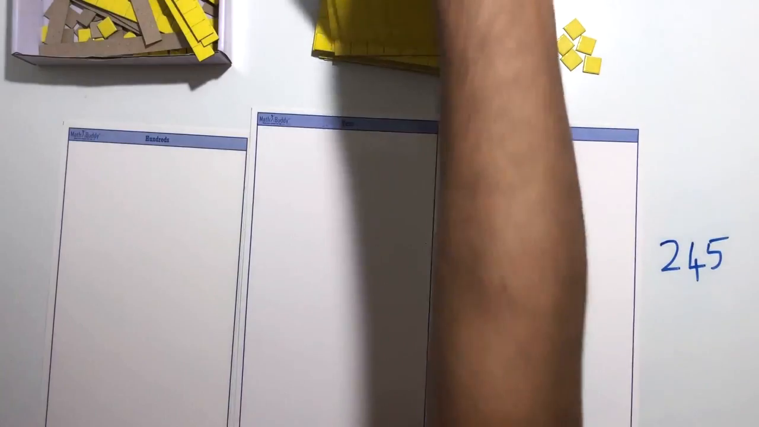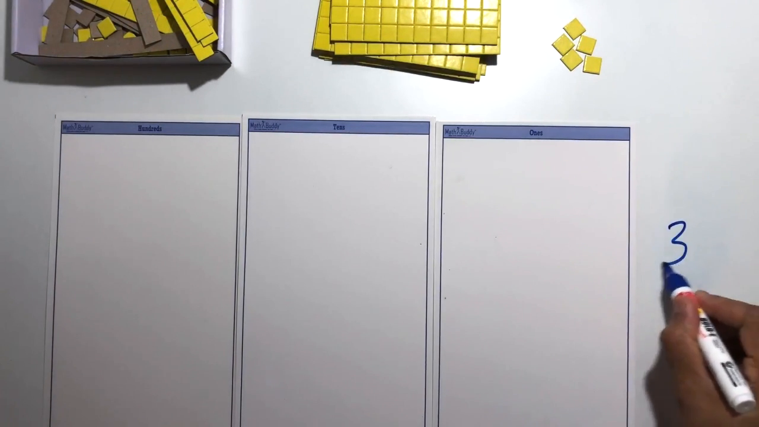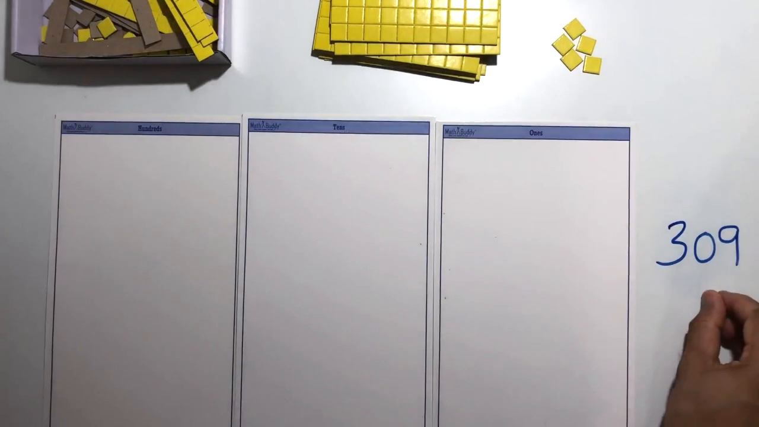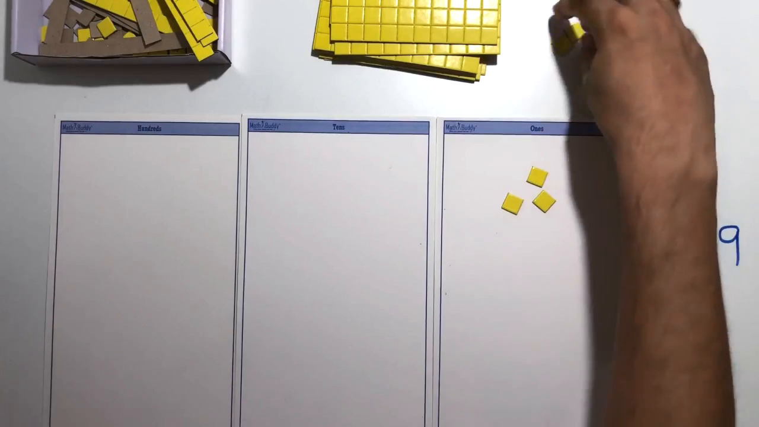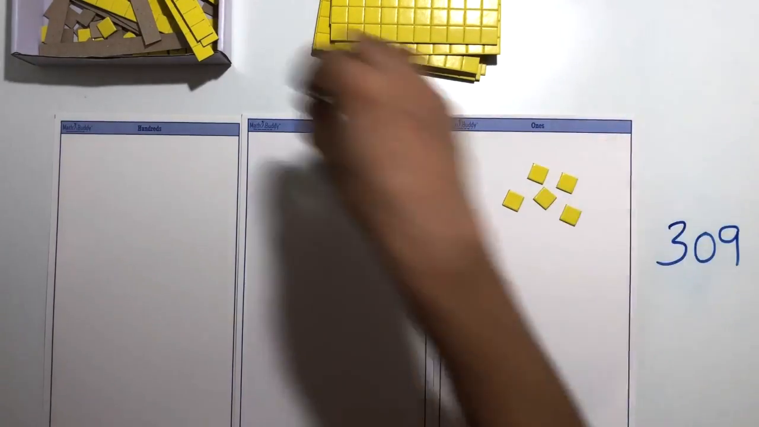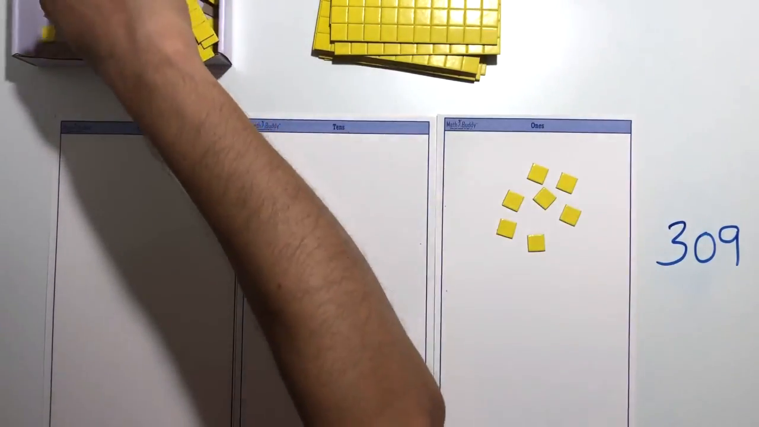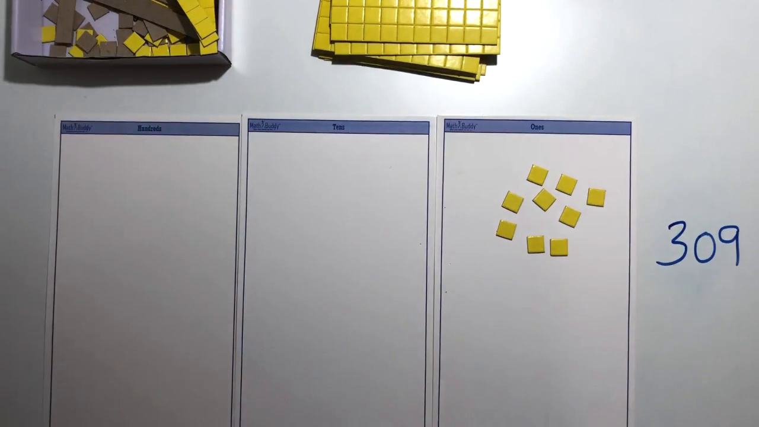Very simple. Let's try one more example. Let's place these back. Let's say I want to represent the number 309. What number is there in the ones place? It's 9. So we need to place 9 of these units in the ones place. So that represents 9.